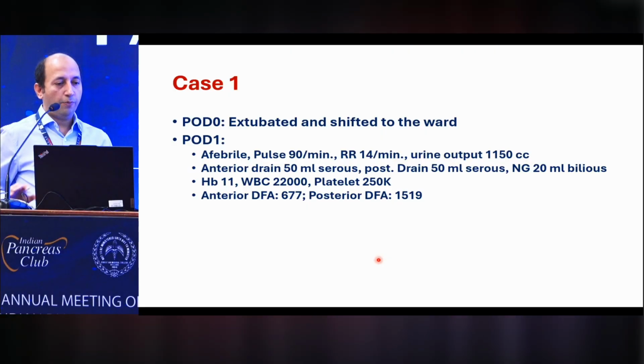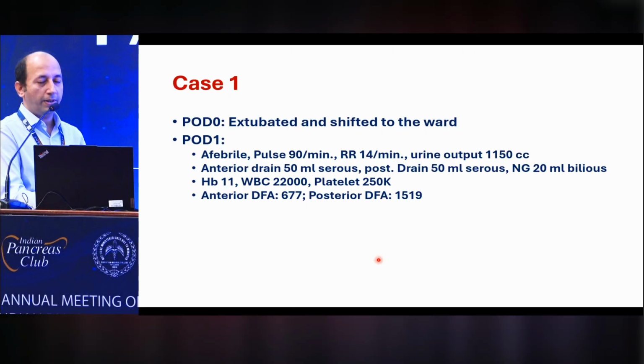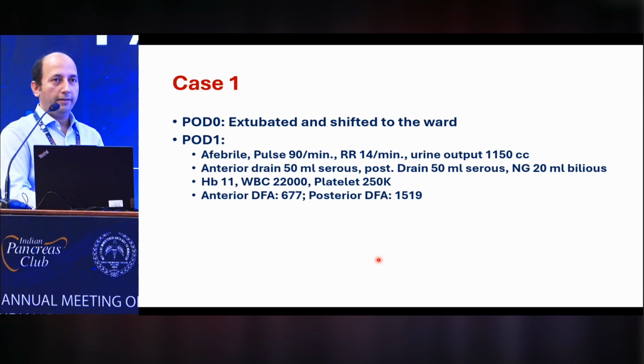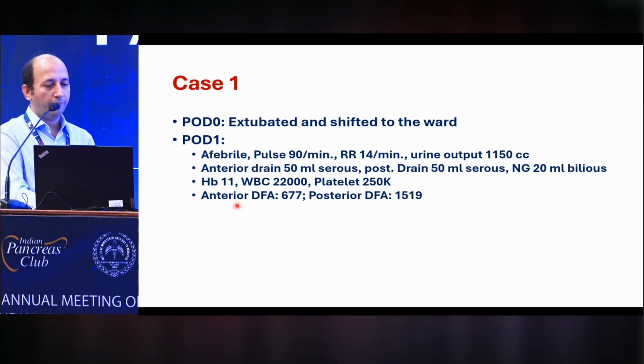So after this, on post-op day 1, the patient was extubated and shifted to the ward. Hemodynamically stable, pulse rate around 90. We placed 2 drains because of the high risk for fistula. Both are serous, around 50 ml, and drain fluid amylase on day 1 in both drains is 600 and around 1500.